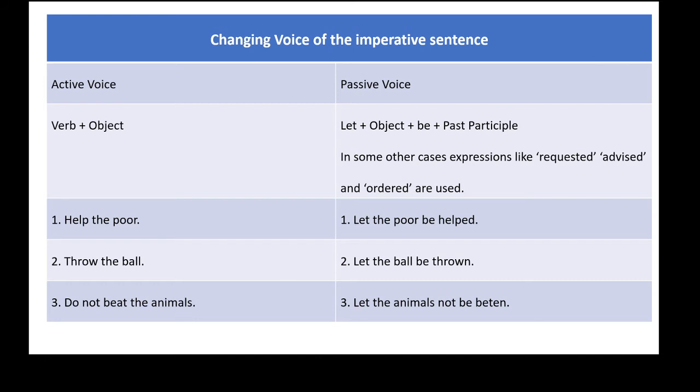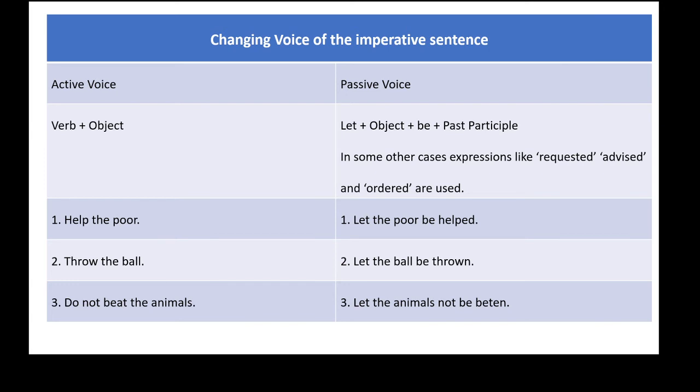Let us come down to the third example. Do not beat the animals. In this sentence, "do not beat" is the verb, and "the animals" is the object. We have to begin our answer with "let." After "let," the object is written, that is, the animals. So, "let the animals." Then the negation is written as it is.